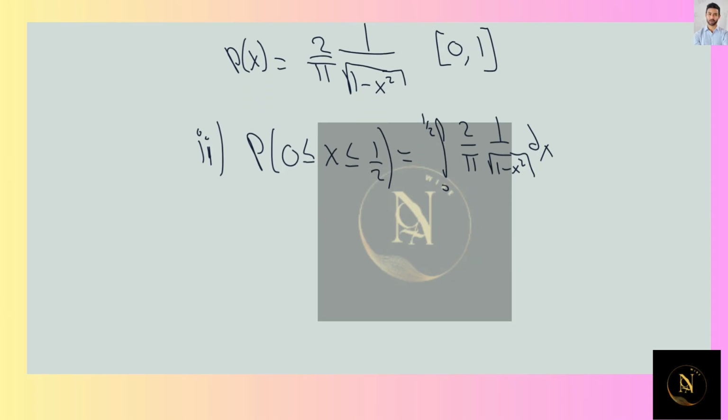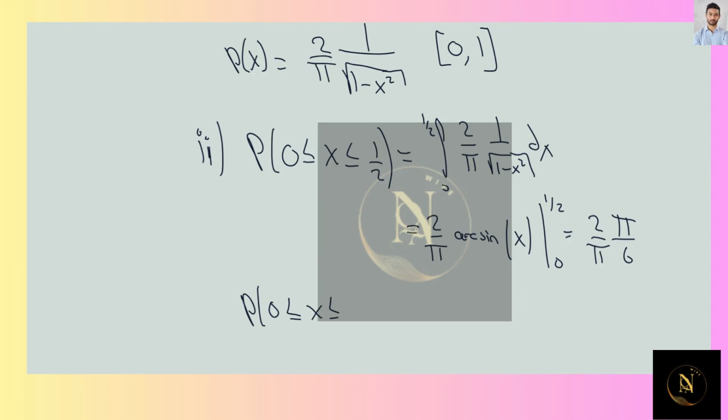We already stated that this integral is solved as arcsine of x evaluated from 0 to 1/2, and in this case this is going to become 2 over pi times pi over 6. So the probability of finding this distribution from 0 to 1/2 is going to be equal to 1/3. Pi and pi cancel out, and 2 over 6 is the same as 1/3.